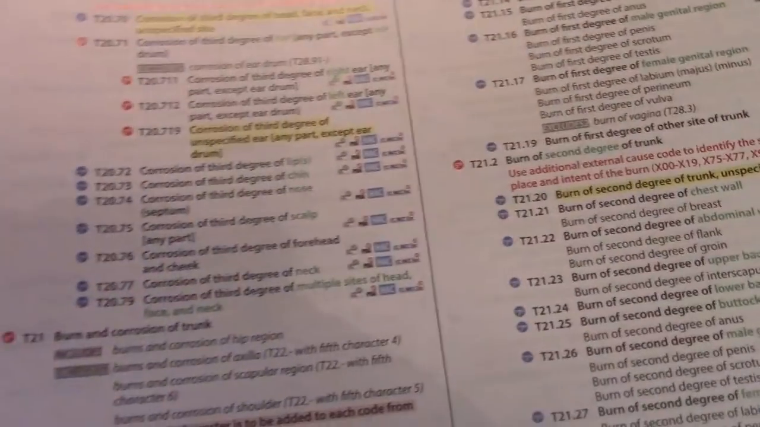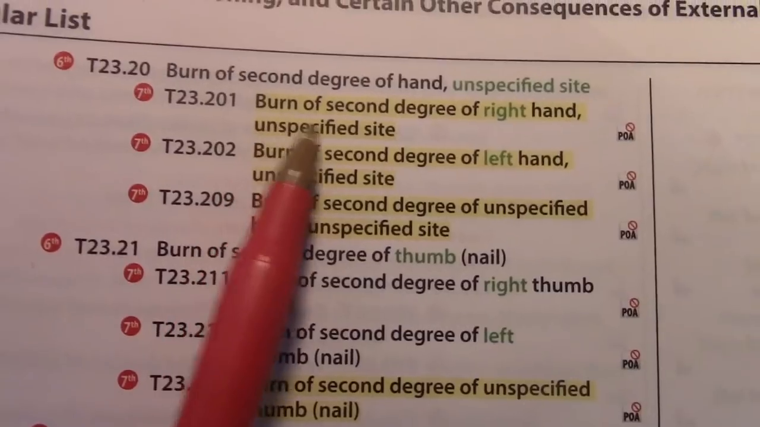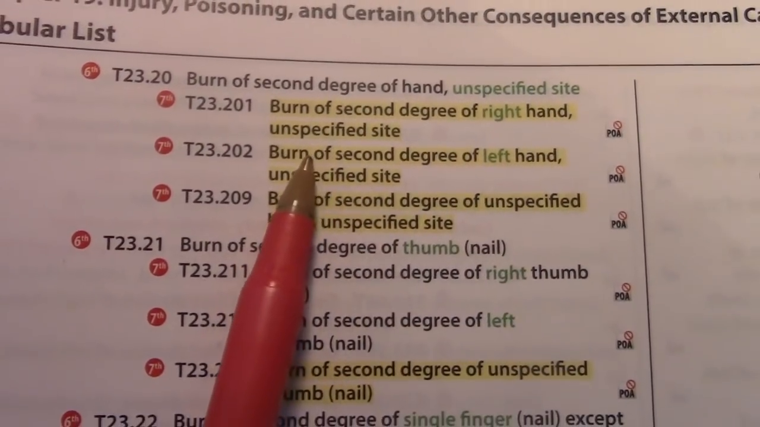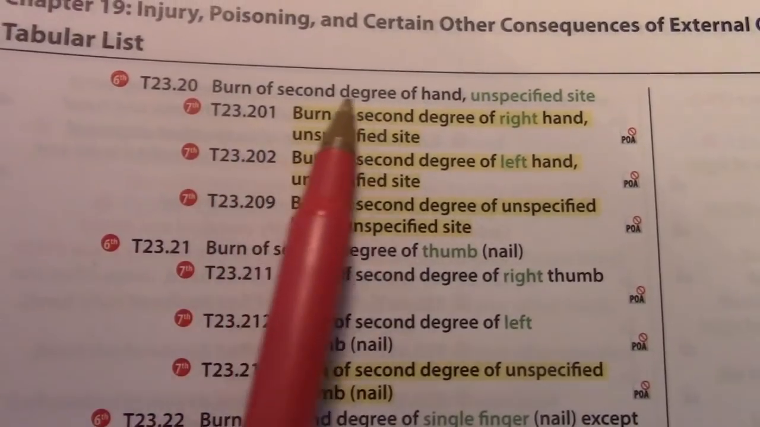T23.201. So then I go to the back of my book to T23.201. Burn of second degree of right hand, unspecified site. There it is, right there.